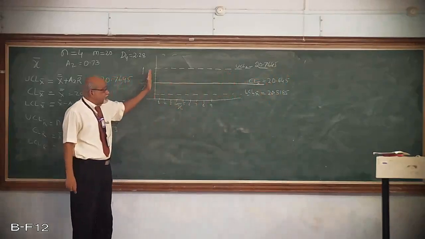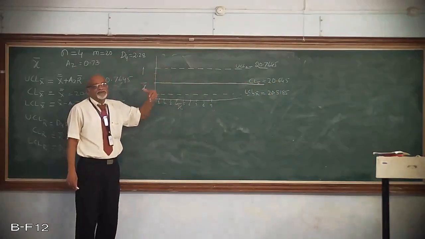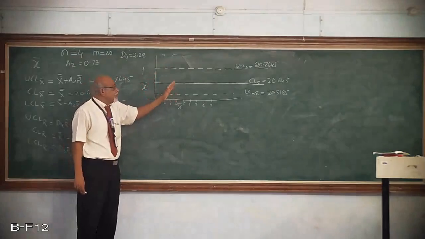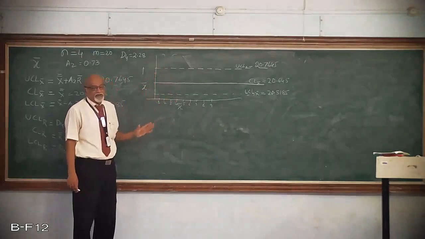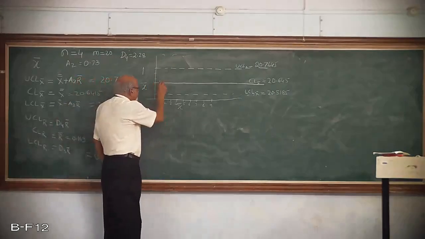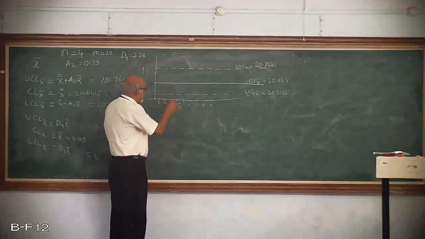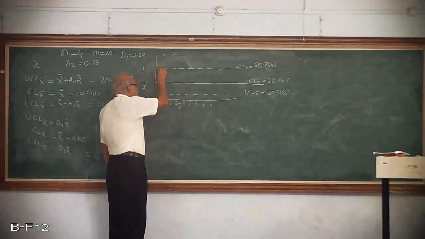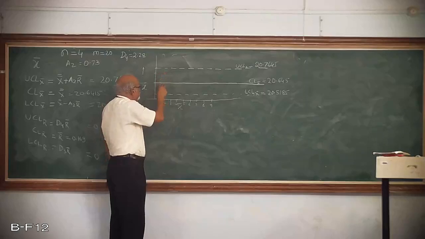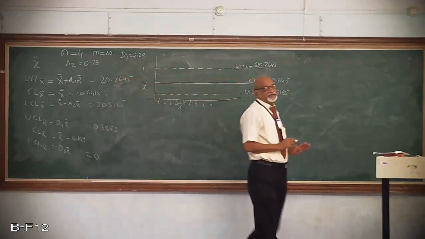Because these things have been established, suppose after the process, the next sample is taken and we try to plot it. What are the possible things that might happen? It may fall exactly here. For example, it might fall exactly here, or it might fall on this, or here, or here, or it might fall beyond this, or it may fall below this. These are the possible cases.